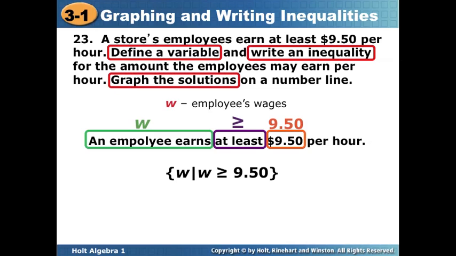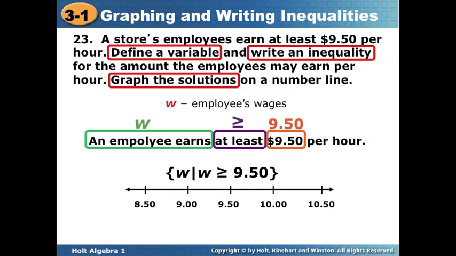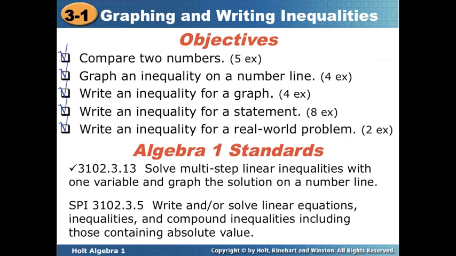Our final thing is to graph it on a number line. I'm counting by 50 cents, so 8.50, 9, 9.50, 10, and 10.50. Again, be consistent in your counting when making your number lines. Extra mark, make it dark. We will include 9.50. And we're going to shade greater than $9.50. This shows an employee earns at least $9.50 per hour. That's greater than or equal to $9.50. So this concludes writing inequality for real-world problems.